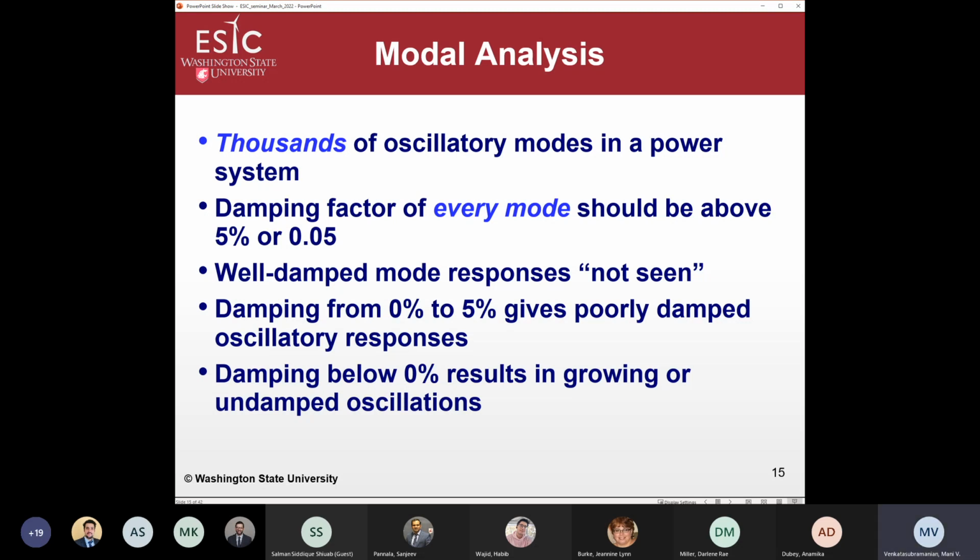Typically, maybe a handful of those modes will show up in our system response, and they are the important modes for system analysis. And we want to make sure that those modes are indeed well damped and they correspond to our design criteria for how we want to operate and monitor the power system. If any of the modes becomes poorly damped, they will start showing up in the responses. And if any of them become zero or negatively damped, we may be in trouble.